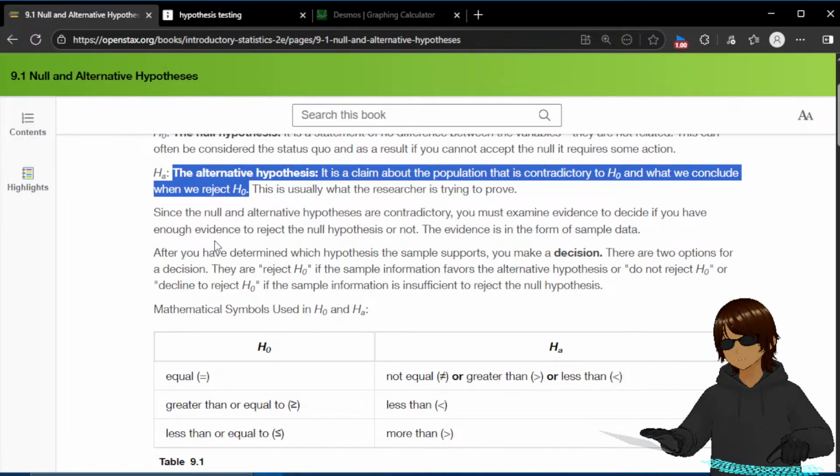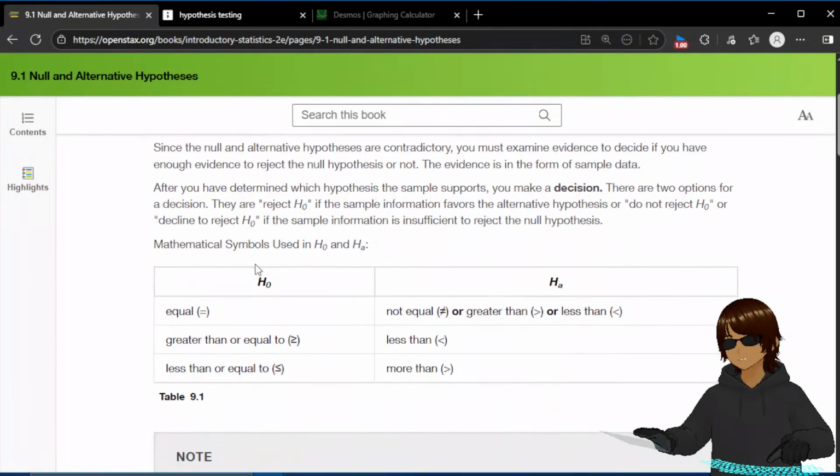After you have determined which hypothesis the sample supports, you make a decision. There are two options for a decision. They are reject the null hypothesis if the sample information favors the alternative hypothesis, or do not reject the null hypothesis, or decline to reject the null hypothesis, if the sample information is insufficient to reject the null hypothesis. Mathematical symbols used in null and alternative hypotheses: equal, greater than or equal to, less than or equal to, not equal, greater than, less than. Okay.